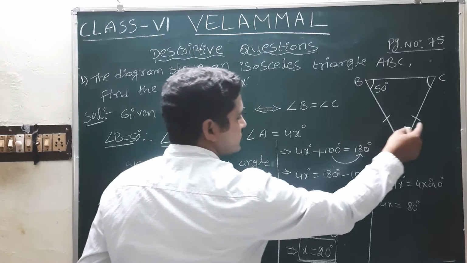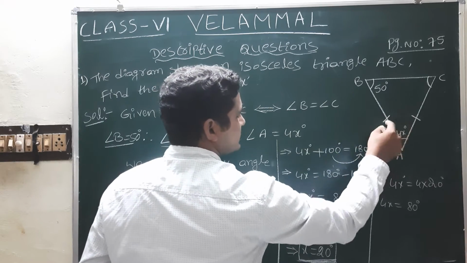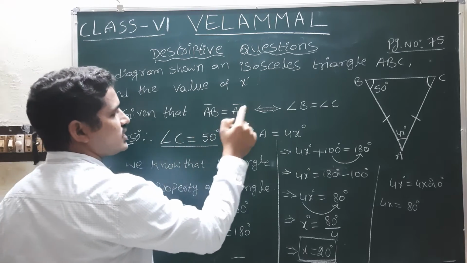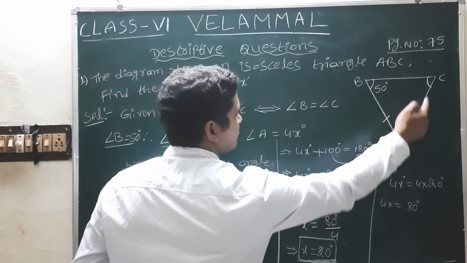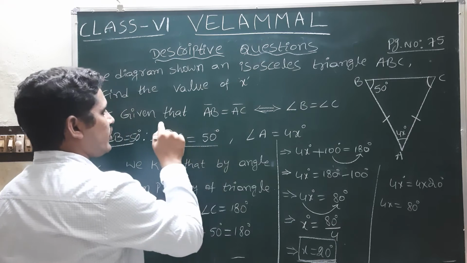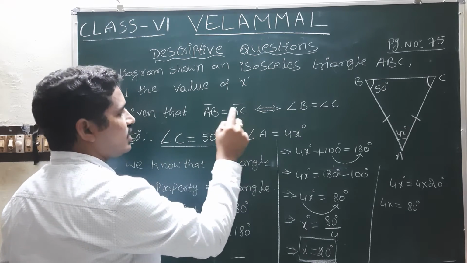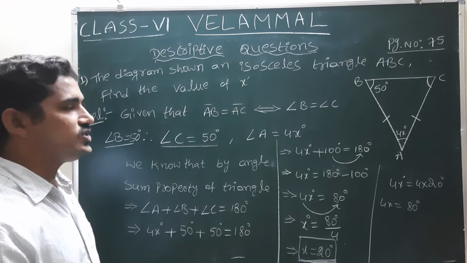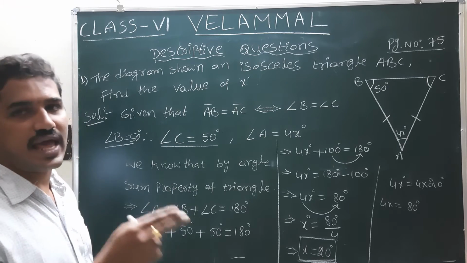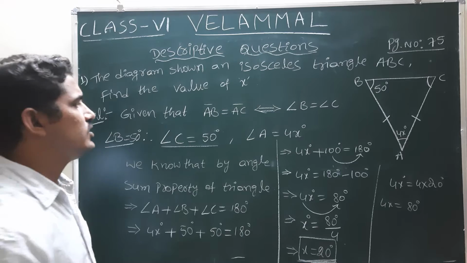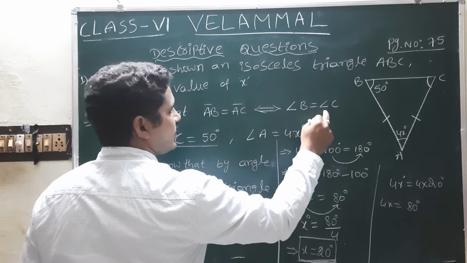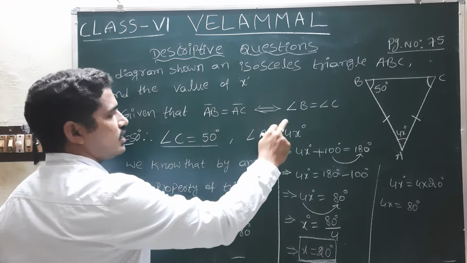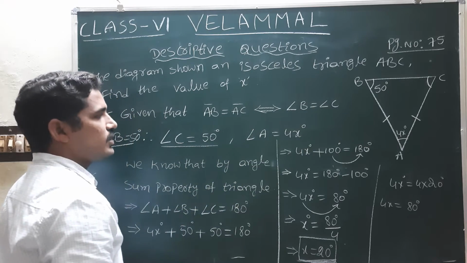Whenever it is an isosceles triangle, these two sides are given as equal. So given that AB is equal to AC, this side is equal to this side. Whenever in an isosceles triangle we have two sides equal, its opposite angles will also be equal. So we can say angle B is equal to angle C.